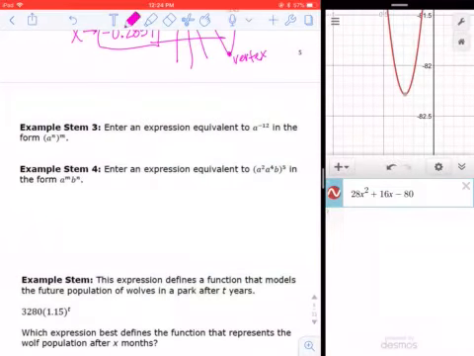For this next one, it says enter an expression equivalent to this. So we want it to equal that. And it's going to be in the form like this. So there's going to be an a to the power of something to the power of something. So for this one, there could be a lot of answers. We need to know something times something gives me negative 12. So if I'm thinking about something and something that gives me negative 12, I might think 2 and negative 6. That could be a possible answer.